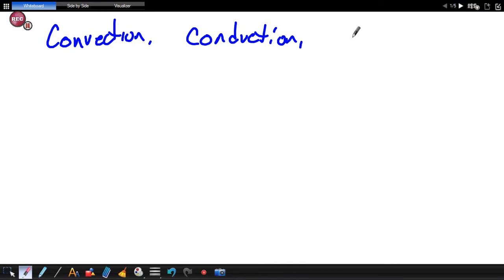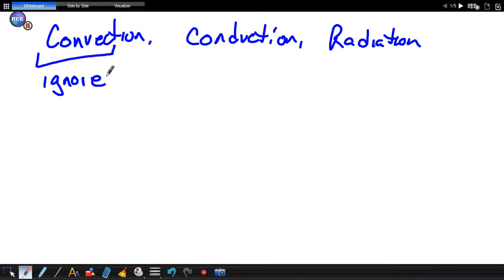We're going to talk about heat transfer today. There's the three main things: convection, conduction, and radiation. And we're going to ignore this, not because it doesn't exist, but because it is difficult.